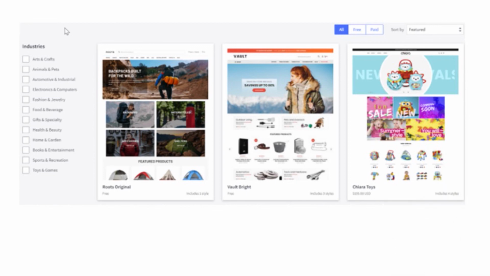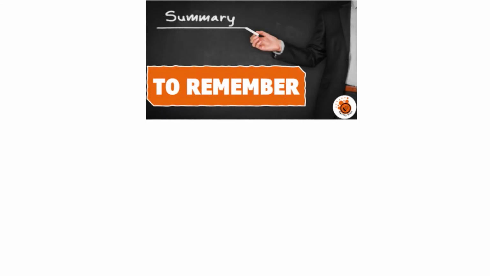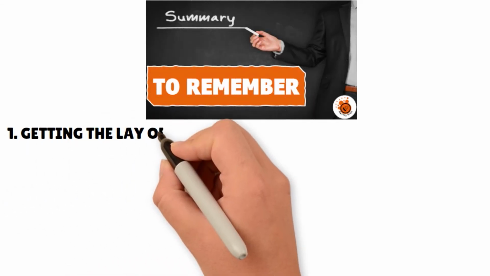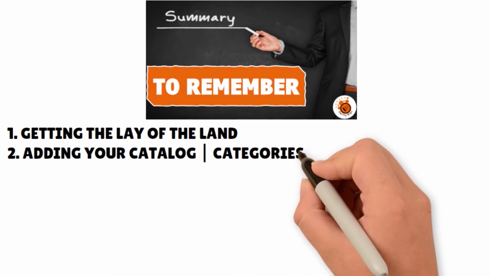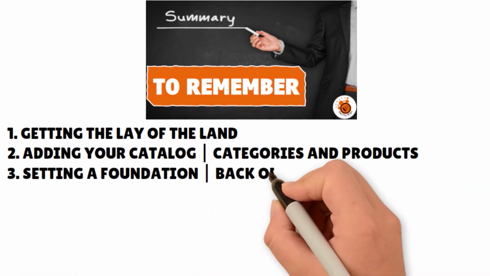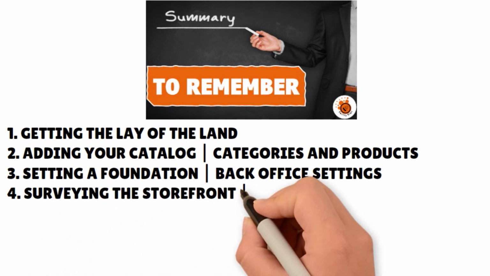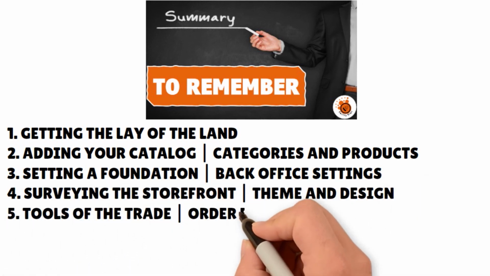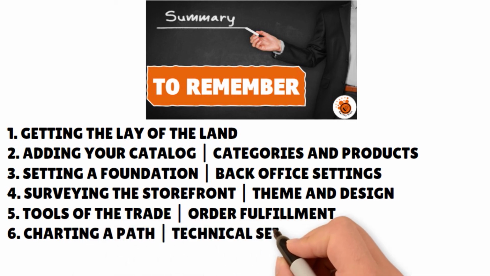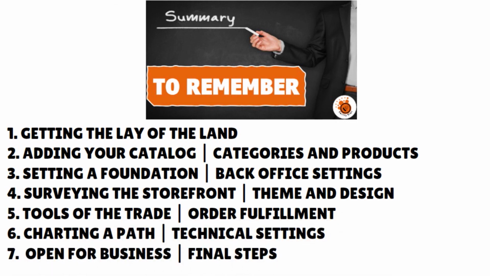All right, folks, thank you so much for listening to this conversation. This was a short guide into BigCommerce, how to launch a store. I hope you appreciated it. I spoke to you about 7 things, to give you a general idea of how to get into BigCommerce, how to start a BigCommerce store. I talked to you about categories and products, back office settings, the theme and design, the order fulfillment, the technical settings, and finally now the final settings, the final step.